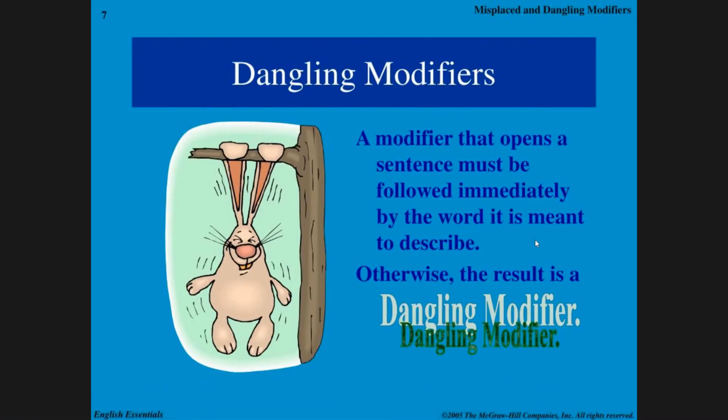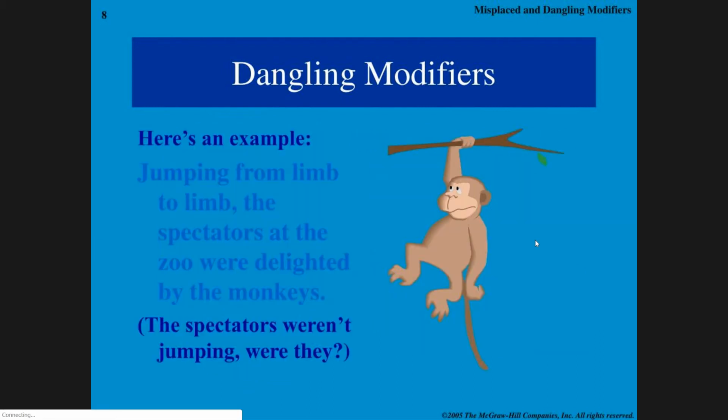Now let's go to dangling modifiers, the second kind of modifier. Actually, a modifier that opens a sentence must be followed immediately by the word it's meant to describe. Otherwise, the result is a dangling modifier. So if we see a sentence like that, it's actually a dangling modifier, a wrong statement or wrong technique. So let's see a dangling modifier. Here is an example of the dangling modifier.